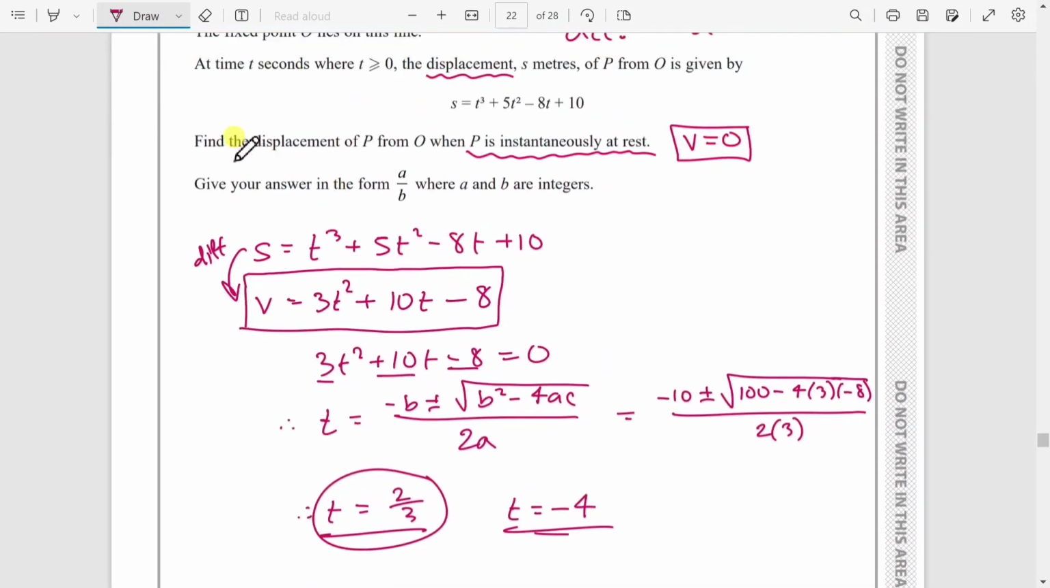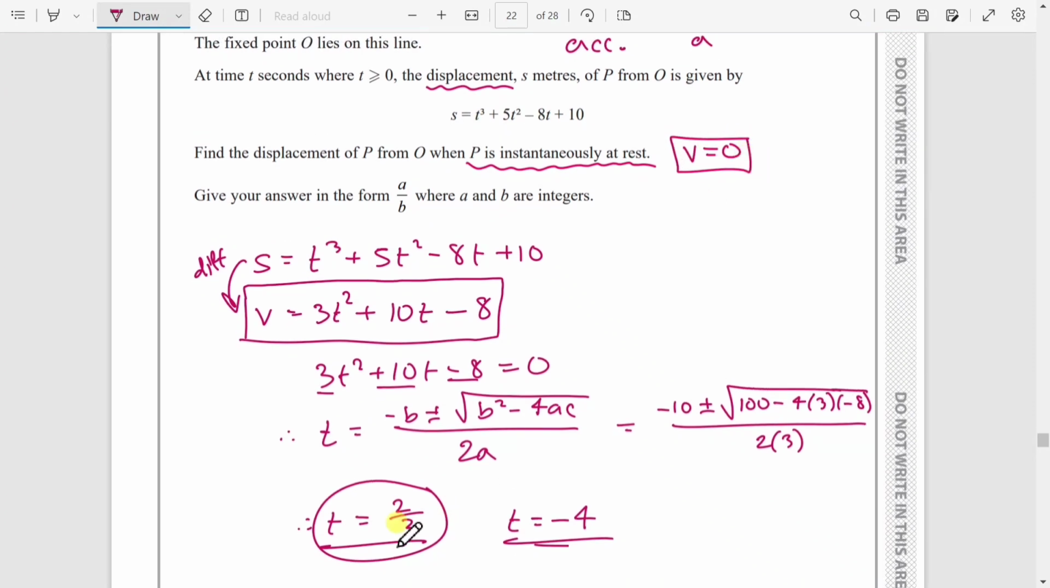The question was, find the displacement of P from O. So now we've got the t value. We can go back to this S equation. We know that at time 2/3, that's exactly when the particle was at rest, or wherever it was. So plug in t equals 2/3 into your S equation, and that's it, you got it.